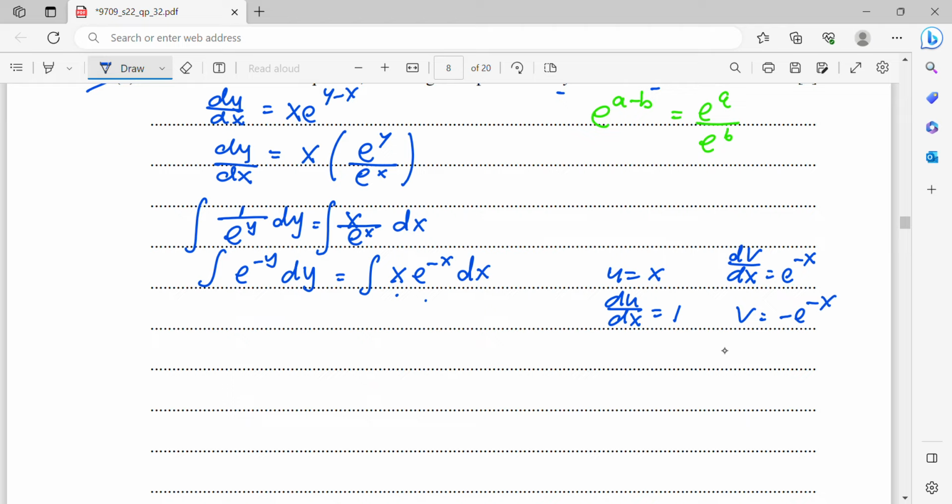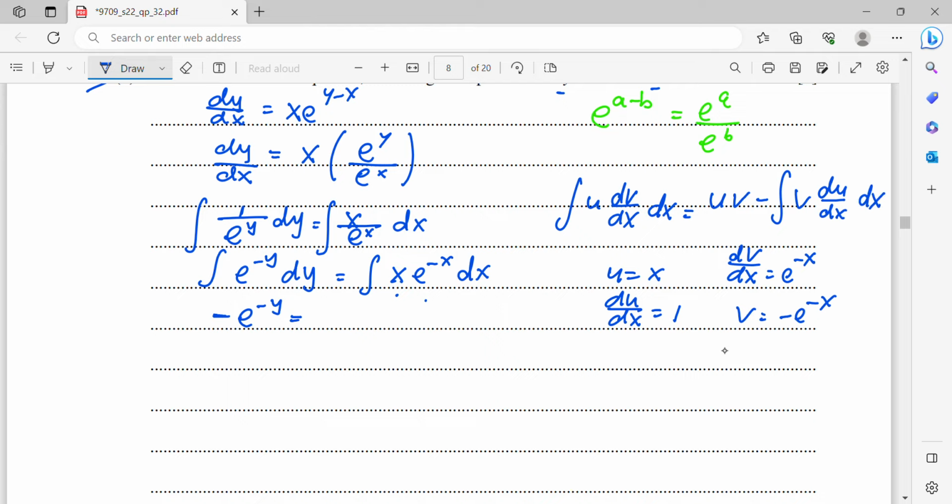Integrate e^(-y) is negative e^(-y), because you are rewriting the whole e and then dividing by the differentiation of minus y. That is how I get the minus here. Now for the right hand side, use the by parts formula. The integral of u dv/dx is uv minus the integral of v du/dx. This is the integration by parts formula.